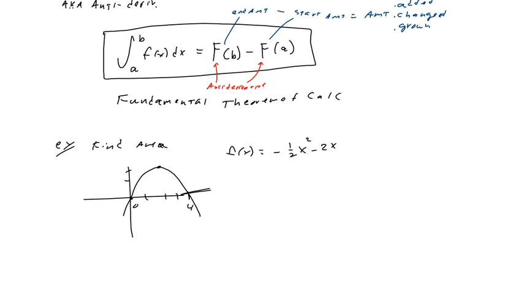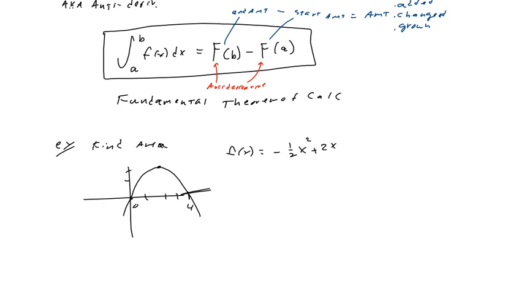Negative 1/2 x squared plus 2x. Yes, negative 1/2 x squared plus 2x. Perfect.